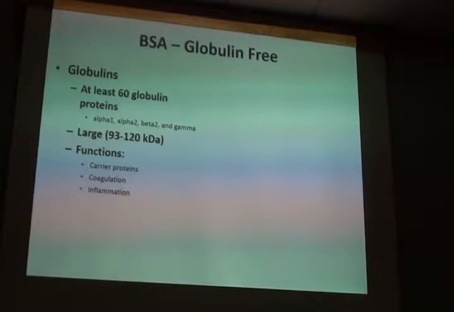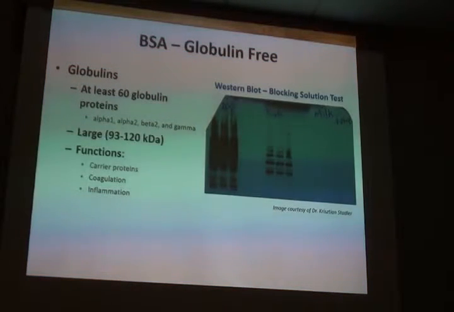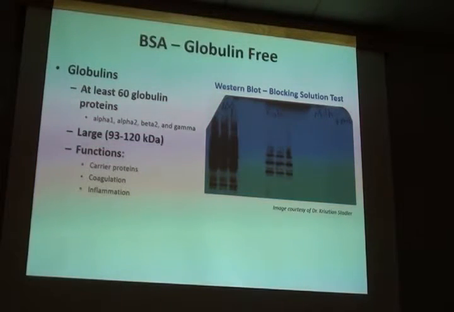So when you think of globulins and BSA, something that you probably should consider is the fact that a lot of people use BSA to block their Western blots. Well, Western blots work by recognizing immunoglobulins. So if your BSA is not globulin-free, what you get is something like this Western that's courtesy of Chris Stadler, where he used BSA, compared it to fish goo, which I don't really know what is in fish goo, versus milk as a blocking reagent.